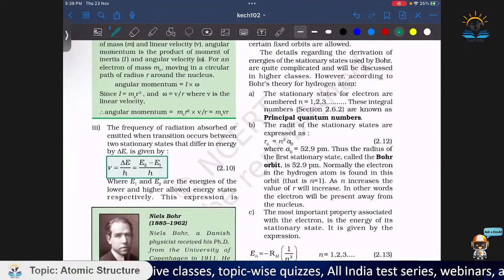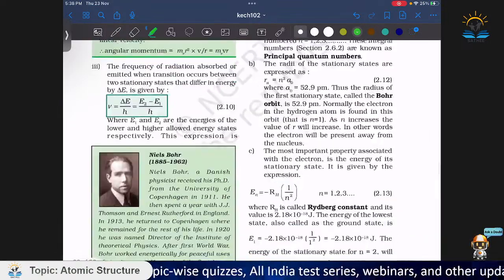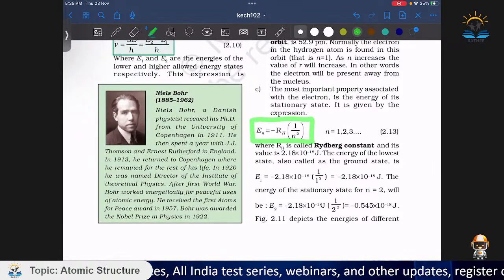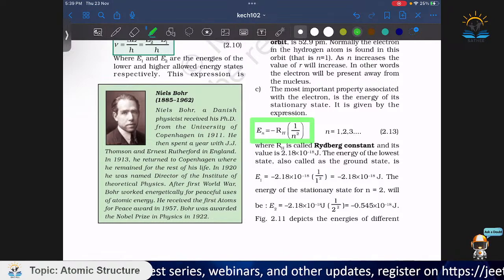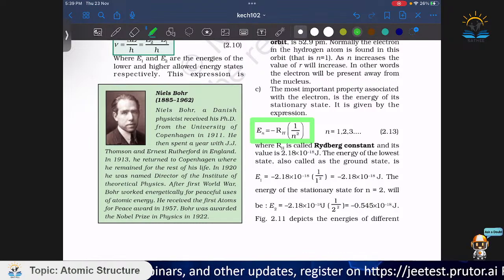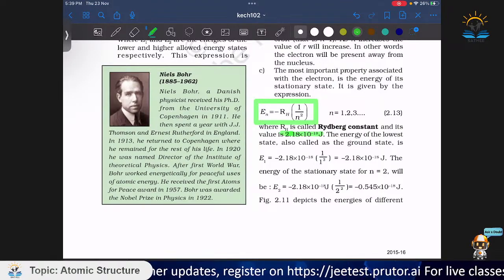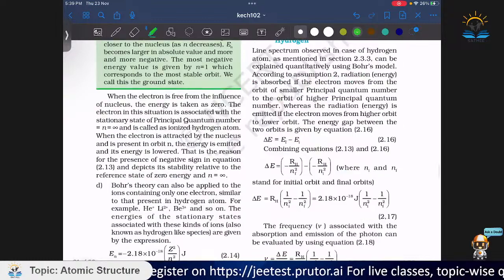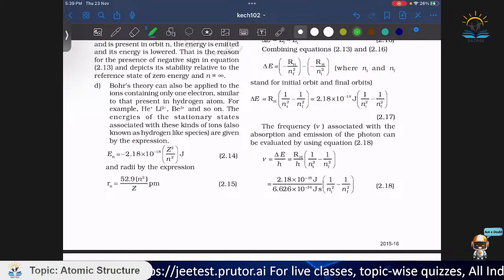So Bohr's hydrogen model gave these 3-4 points. Apart from that, the energy was given. Energy at a stable orbit is minus R_H times 1 by n squared. R_H is known as Rydberg's constant, and the value is 2.18 into 10 to the power minus 18. If you want to subtract two energy states, you can do it using this formula.